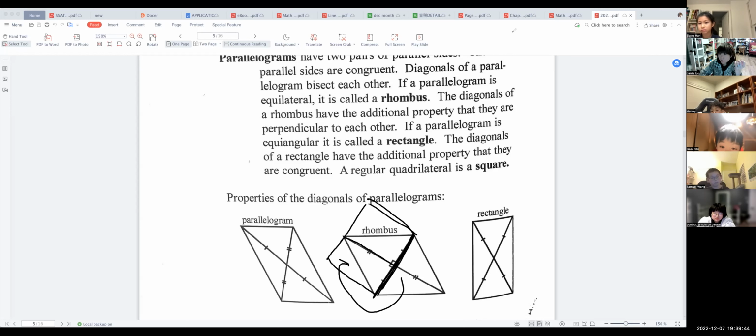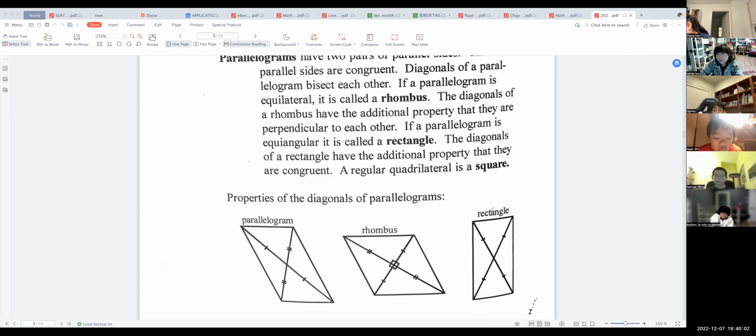Get it? Rhombus is very important because rhombus is such a good shape: its diagonals are always perpendicular to each other. If a parallelogram has all angles equal, then it is a rectangle. A rectangle is a parallelogram, but not every parallelogram is a rectangle. But all rectangles are parallelograms.